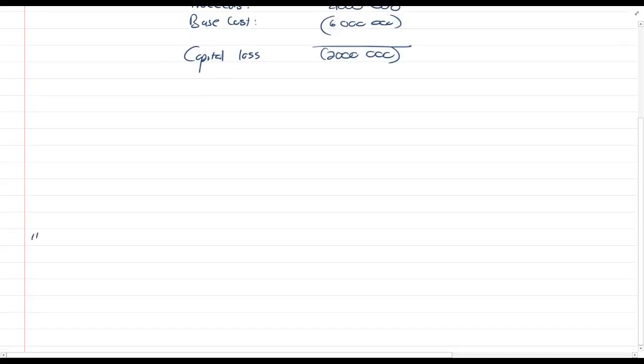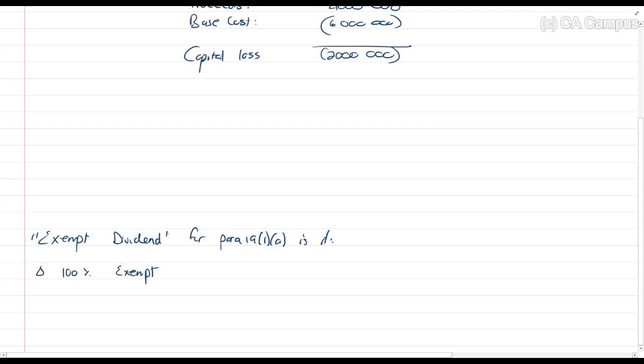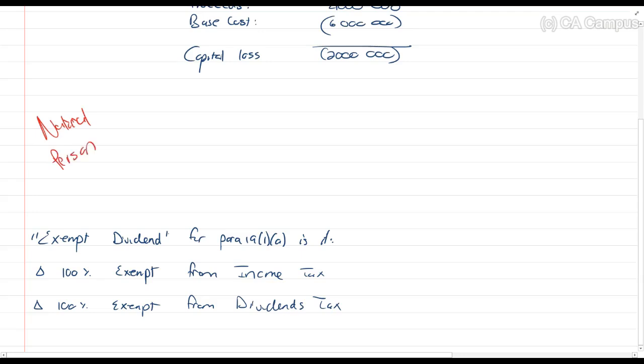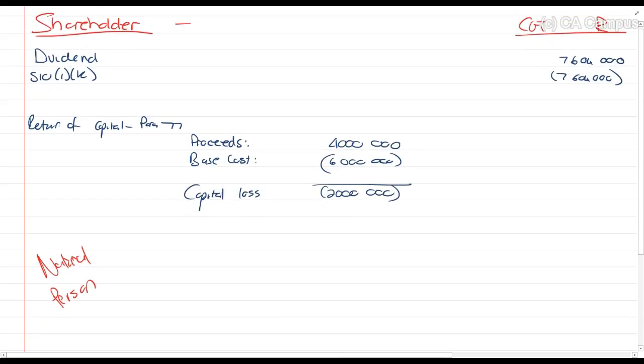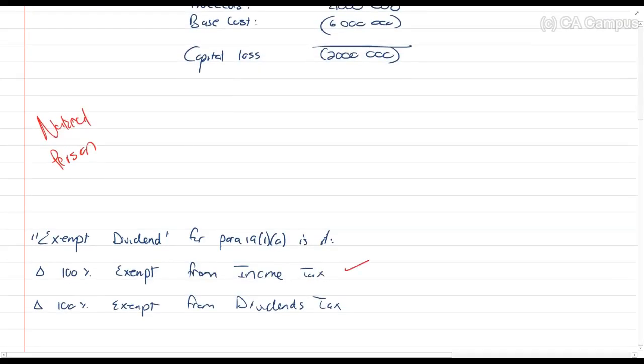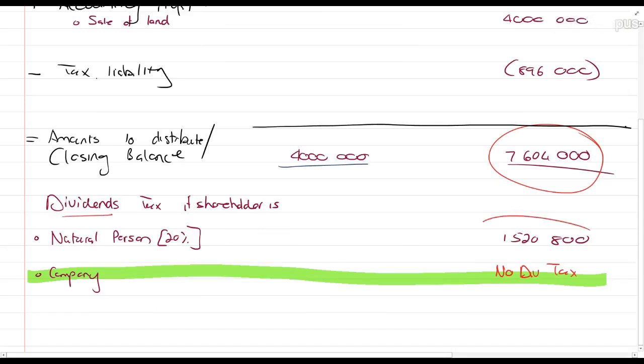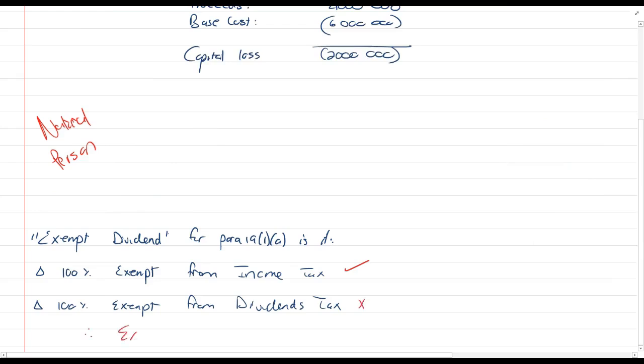Okay, then an exempt dividend for paragraph 19.1A is if it is 100% exempt from income tax and it is 100% exempt from dividends tax. Okay, so now we are looking at the natural person. So up to this point, for the natural person, the company has been the same. If this shareholder is a natural person, was it 100% exempt from income tax? Yes, it was. Was it 100% exempt from dividends tax? No. So thus, the exempt dividend equals null rands.